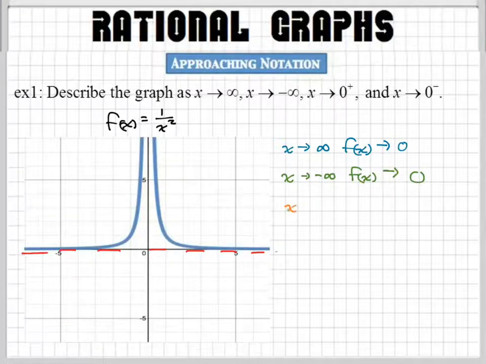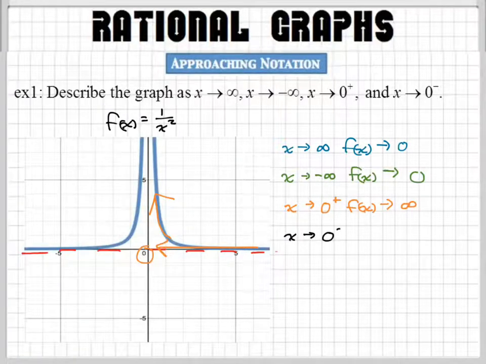Okay, now we have x approaching 0 from the positive side. What's f of x doing there? So we're going this way, we're approaching the 0 right there, and my graph is going way up, and that means it's approaching infinity there. It's not going to stop. So this approaches positive infinity. And finally, the last one, as x approaches 0 from the negative side, f of x approaches positive infinity again. Okay?